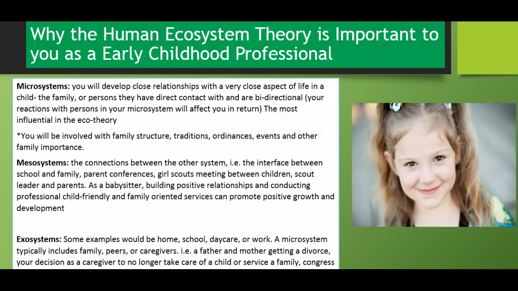microsystem. Okay. And I'll just read it verbatim. You will develop close relationships with a very close aspect of life in a child or the family or persons they have direct contact with, and are bi-directional. Your reactions with persons in the microsystem will affect you in return. The most influential in the eco theory. So this is the most influential aspect of a child's life, the microsystem. We are very closely related to these children in this system. So the first system is the microsystem.